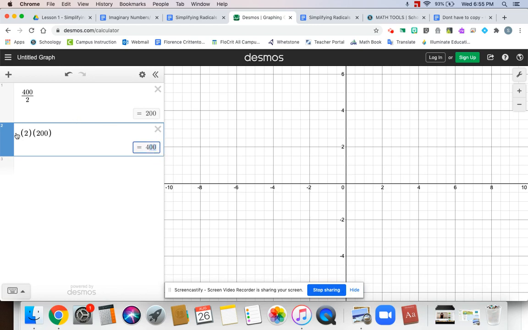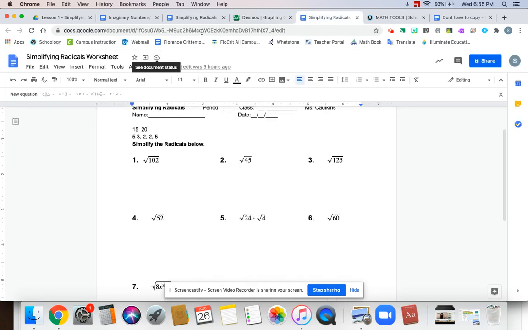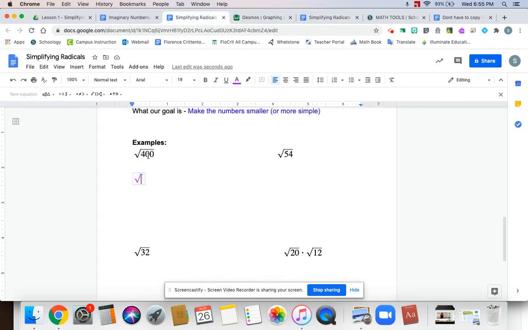So these are the same thing. 2 times 200 is the same thing as 400. So I just broke apart 400 into 2 times 200. Now here's the thing about 2. The number 2 cannot break apart any further. Here's why. It's a prime number.